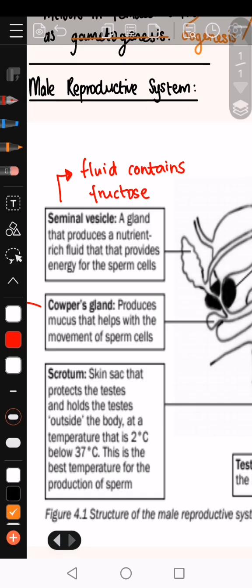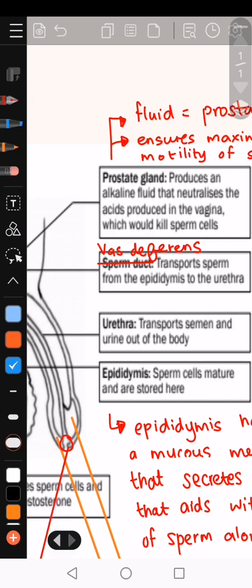Accessory glands in our male reproductive system. Right, and accessory glands are things that are secreting things, things that are assisting the male reproductive system in performing its function effectively. The male reproductive system has 4 accessory glands. It is all 4 mentioned here.